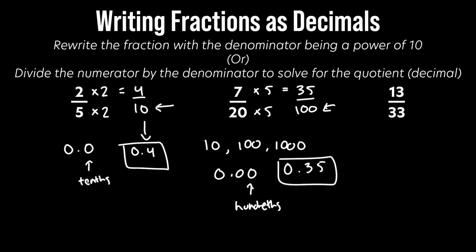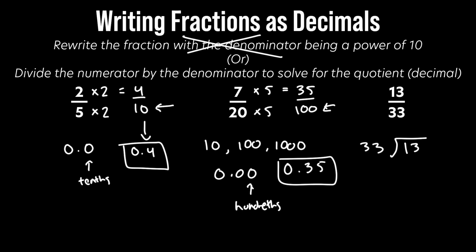Lastly, we have 13/33. There's no easy way to rewrite the fraction with the denominator being a power of 10. So we're going to ignore this first case and look at the second one, which is simply dividing the numerator by the denominator. What you might notice is that this is simple long division, because when you solve long division, your answer will be a decimal. And so that's what we want. We want a decimal. So we have 13 divided by 33.